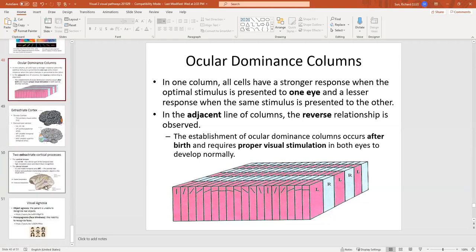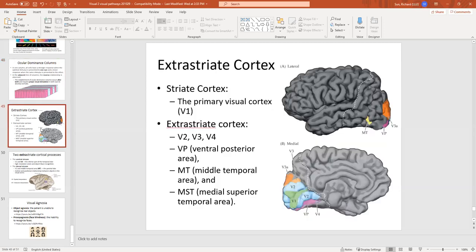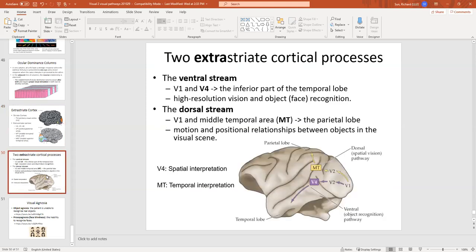All right, so that's that. Now, in the last 2-3 slides, I want to talk about the extension from V1. In addition to V1, the striate cortex, we also have the association cortex. This is the extrastriate cortex, including several regions: V2, V3, V4, VP (ventral posterior area), MT (medial temporal area), and MST (medial superior temporal area). This may seem diverse and not organized, but one thing you need to know is that there are two major pathways in this extrastriate cortex. That's the very last one. You need to know this one, and that's it.